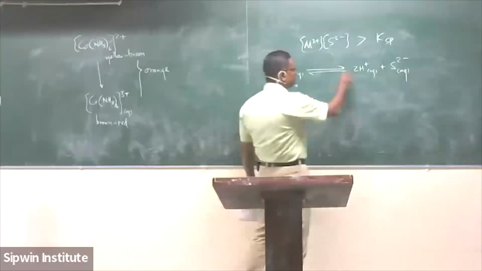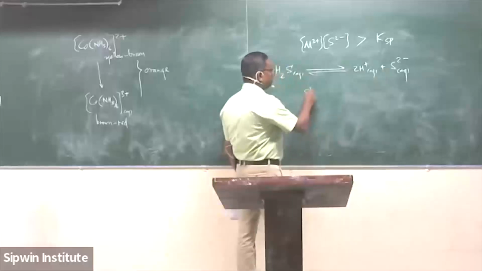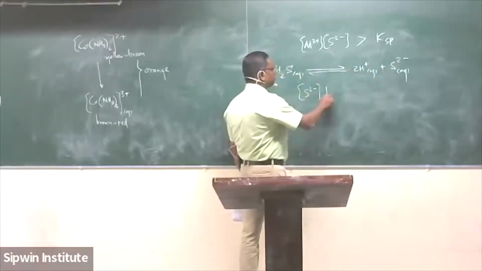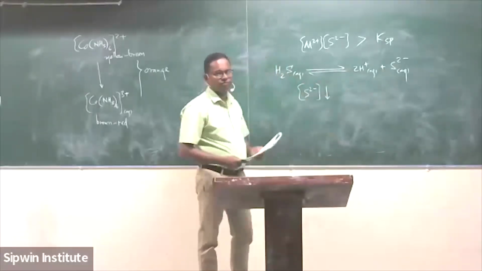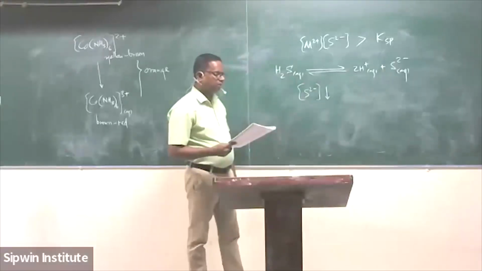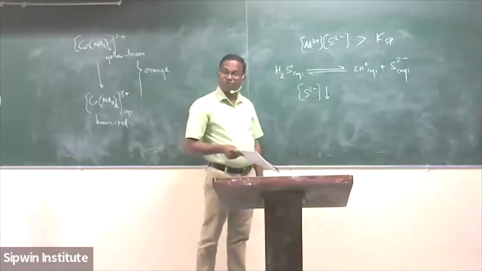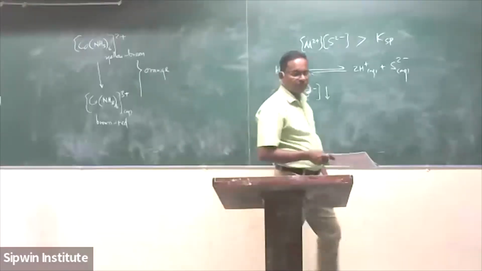In acidic medium, because the equilibrium passes this side, the sulfide concentration is very low. Sulfide concentration low, right? Therefore, when you consider fourth group sulfides, the Ksp value is somewhat high.